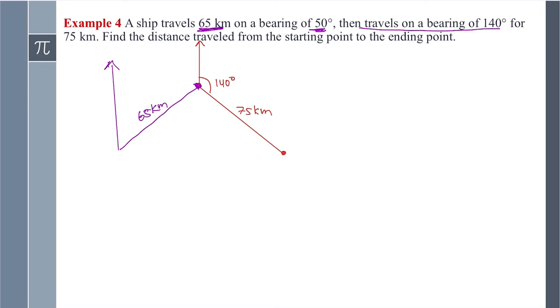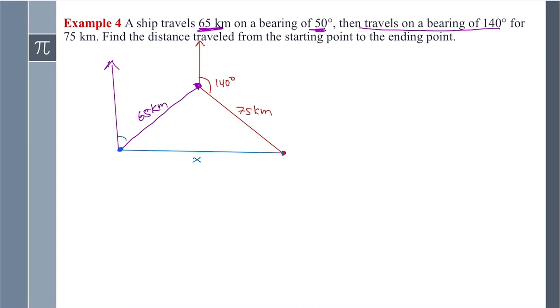Now find the distance traveled from the starting point to the ending point. So we need to find the distance from here to here. Let's connect those two dots. We are finding this distance, and let's say that is x. Now we have this side, we have this side. We don't know if that is a right triangle or not. If it is a right triangle, then it's easy to solve. So let's go ahead and check if it is a right triangle.